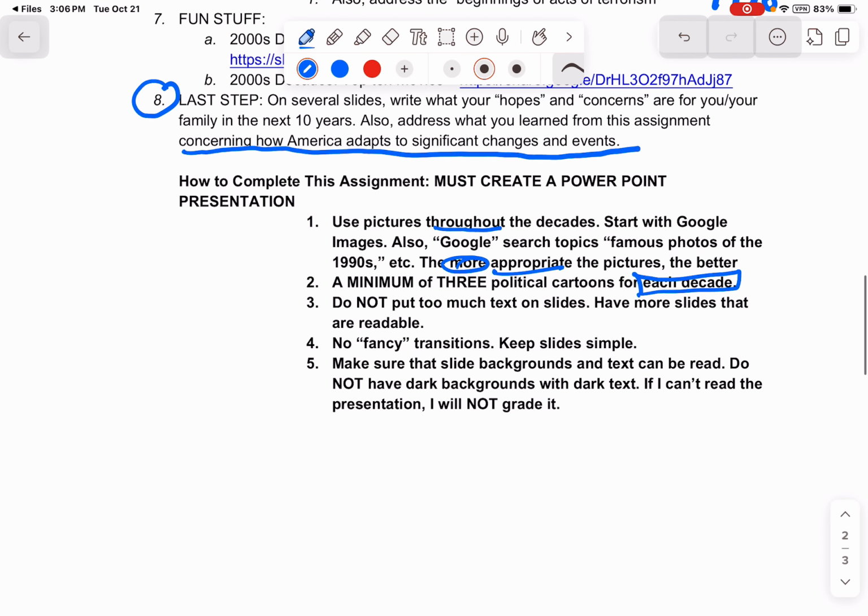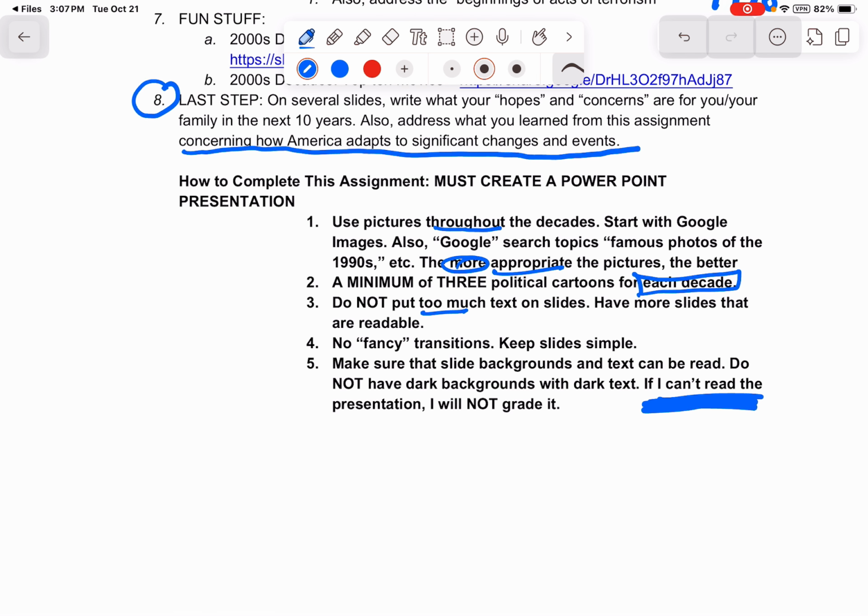Do not put too much text on one slide. It's better to have more slides that are readable. No fancy transitions. Keep everything very simple. Make sure that the slide backgrounds and the text can be read. Do not have dark backgrounds with dark text. If I can't read it when I open it, I'm not grading it.